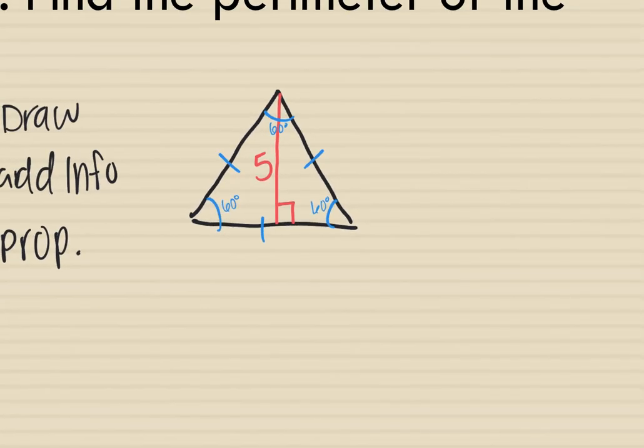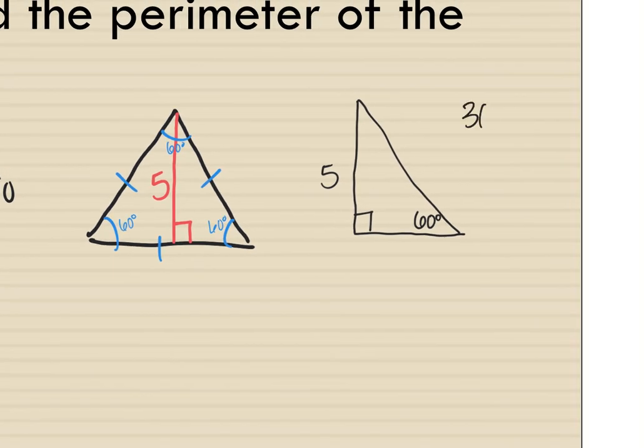Now, it's kind of hard to see it like this, so let's draw it again over here on the right. Just draw one of the right triangles. I'm going to draw the one on the right. And we know that this angle is 60, this angle is 90, and this is 5. What scenario are we dealing with? 30, 60, 90, baby, okay? 30, 60, 90. Fill in that last angle as 30 degrees.